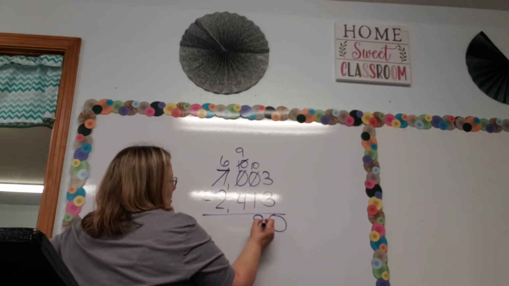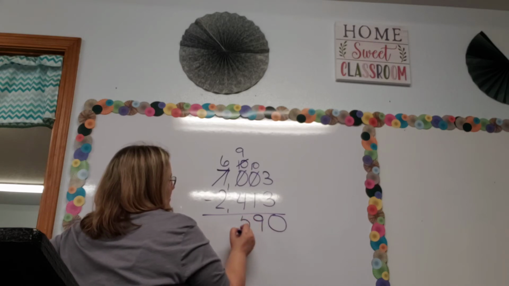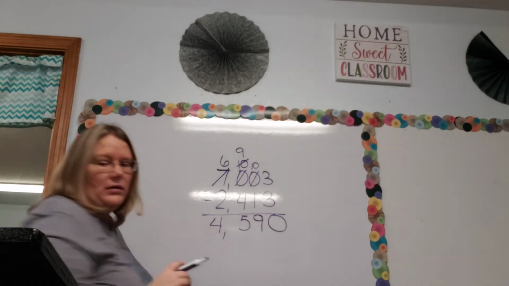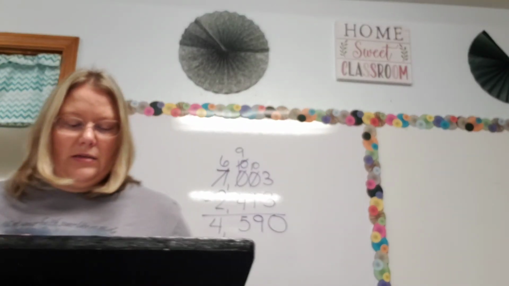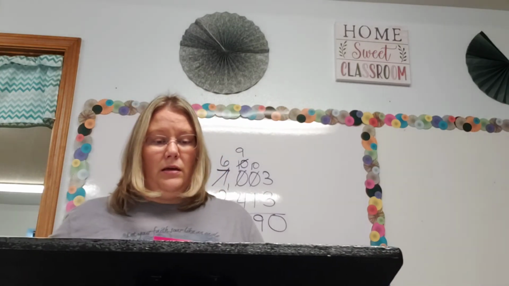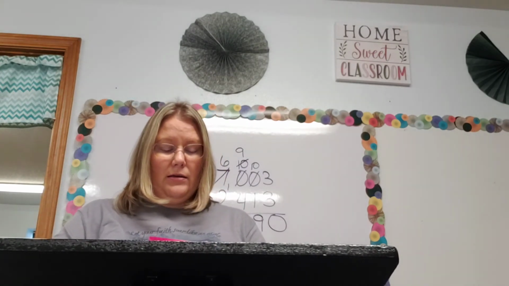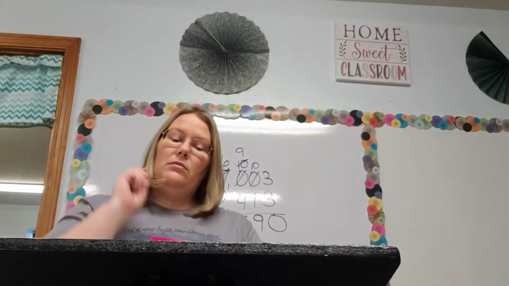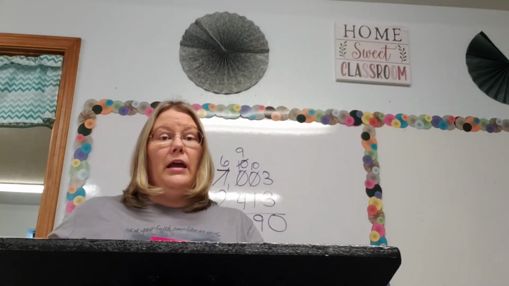10 minus 1 is 9. 9 minus 4 is 5. 6 minus 2 is 4. Okay, so it says write sums and differences. Number 5, write the answer at the top of the mountain. Number 1 on the back says write the numbers and the sums. So write what the Roman numerals stand for and then add them.